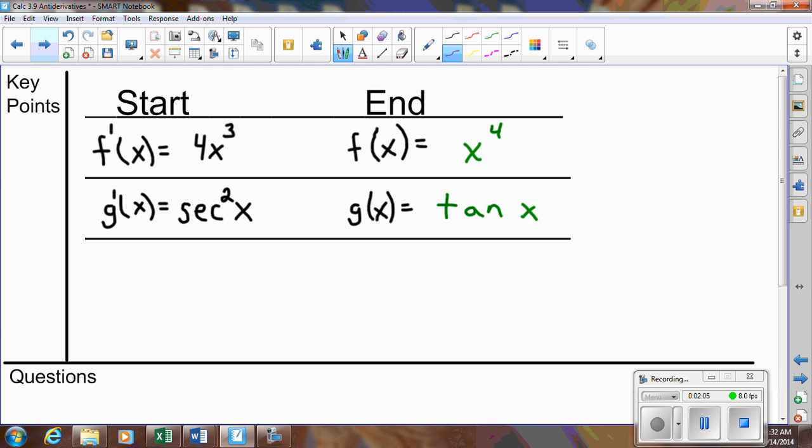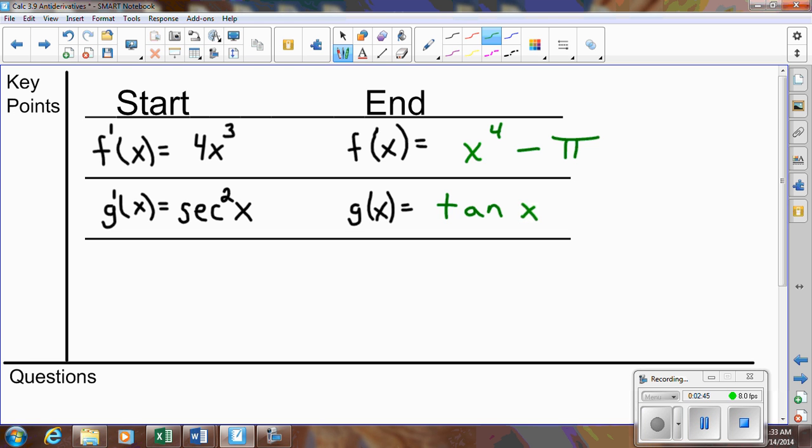These are not the only answers. We got this answer of x to the fourth, and true, the derivative of x to the fourth is 4x cubed. What is the derivative of x to the fourth plus 3? It's on our left, f prime of x, 4x cubed. What about the derivative of x to the fourth plus 32? It's also 4x cubed. And what about the derivative of x to the fourth minus pi?